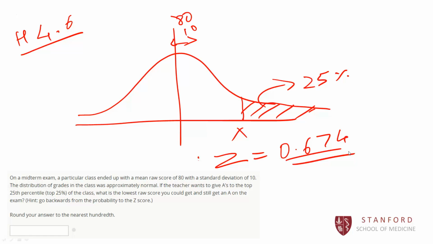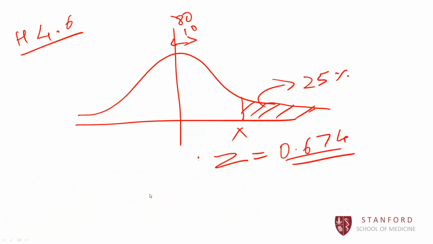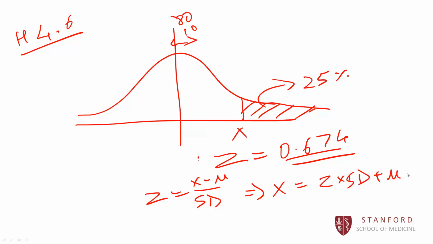0.674. Now it's a simple job of plugging this into the formula for z. We know that z is x minus mu by standard deviation. We can flip this around, make x the subject of the formula, and say that x is z times standard deviation plus mu, which comes out to be 86.74. Thus, to ensure an A in this class, we need to get a score of at least 86.74.